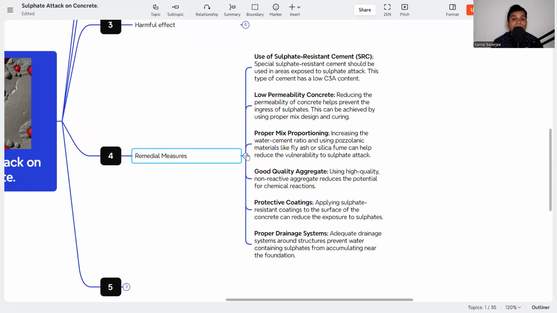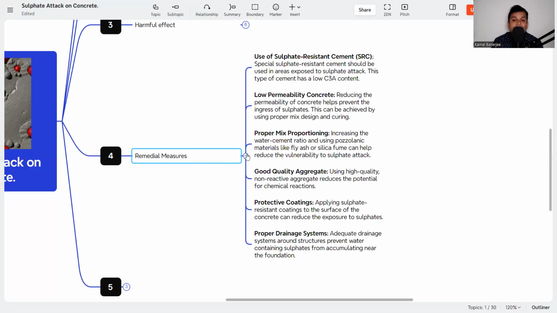The first remedial measure is the use of sulfate resistant cement. Now there are different types of cement available in the market, and there is a cement called sulfate resistant cement. It resists sulfate attack when sulfate is coming. This special cement should be used in areas exposed to sulfate attack. This type of cement has low alumina content, or low C3A. We already discussed that C3A is the main component; whenever the sulfate ion attacks, it reacts with the C3A. So sulfate resistant cement has a low content of C3A.